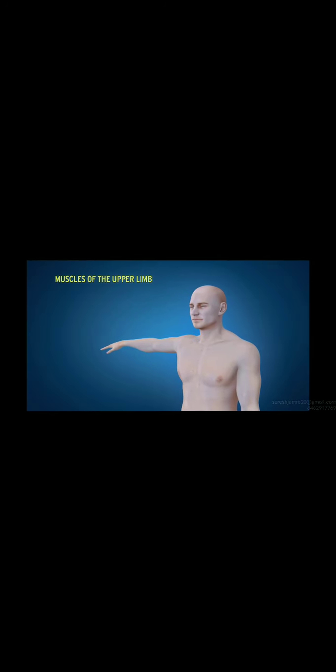Muscles of the upper limb. The muscles of the upper limb include the muscles that attach the limb and girdle to the body, and the muscles of arm, forearm, and hand. The deltoid muscle covers the shoulder like a hood and is commonly used for intramuscular injections.